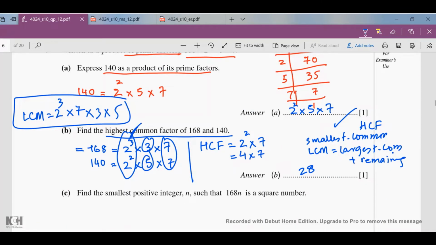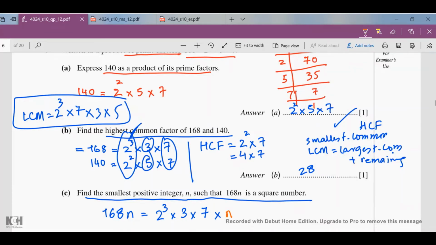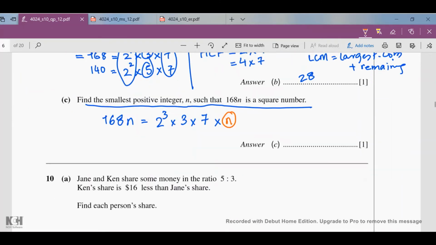This is very important. Smallest possible integer n, such that this is a perfect square. Okay, the method is very simple. What are the factors of 168? The factors of 168 are 2 cube, 3 and 7, and I'm writing here n. Okay, what you can do to find n, this 2, I want to make a square number.